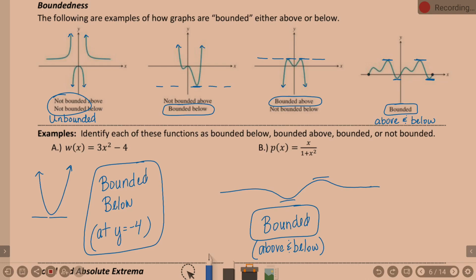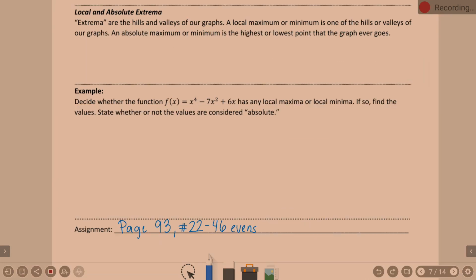Okay, first of all, stick in your head the word extrema. Are you familiar with the word extrema? Extrema, the hills and valleys of our graphs, or in other words, the maxes and mins. Whenever you're asked to find extrema, it's a fancy way of saying find the maxes and mins. A local max or min is one of the hills or valleys of our graphs. An absolute max or min is the highest or lowest point that the graph ever goes.